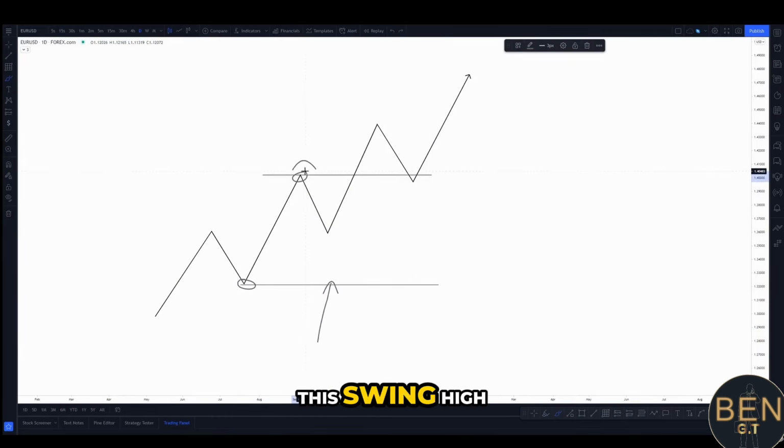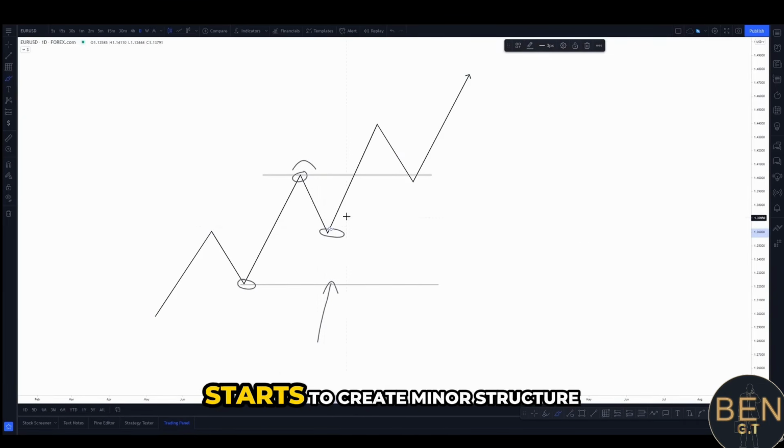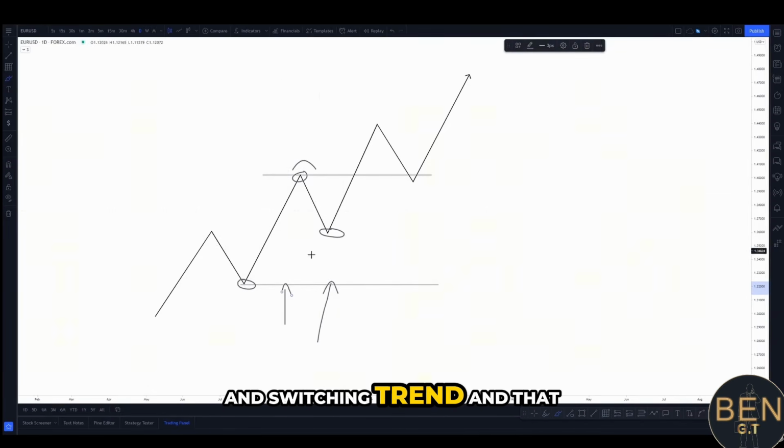So if we look at this swing high and it successfully did its job in breaking and invalidating this low, we would consider that as protected, as there were enough orders and momentum to push it and break structure. But what we can see is price, again, creates substructure, forms some sort of higher low, starts to create minor structure. And once this process happens, we can start to say that this high has failed to do its job in breaking the previous swing low and switching trend, and that this higher low is more than likely going to be protected to target this previous high.